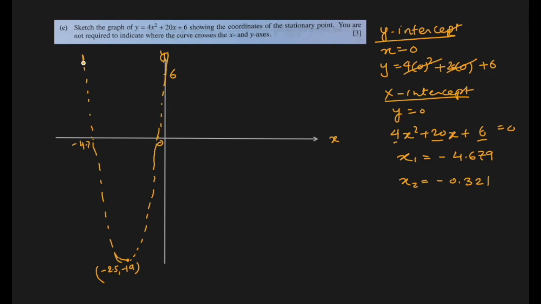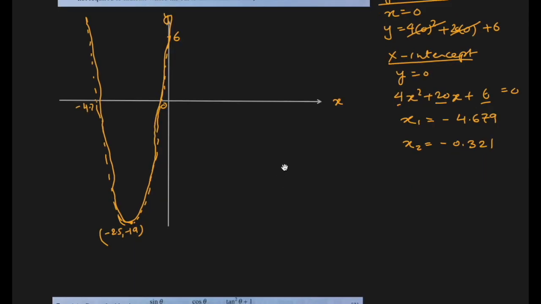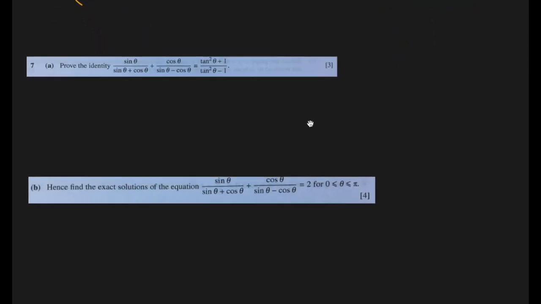And this is the graph. If we want to trace it completely, this will be the parabola of this particular quadratic equation or function. Okay. Next, question number 7.